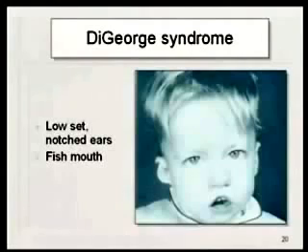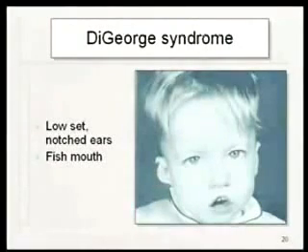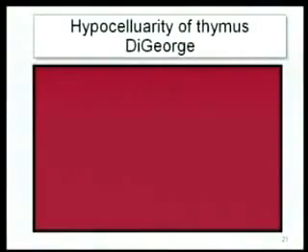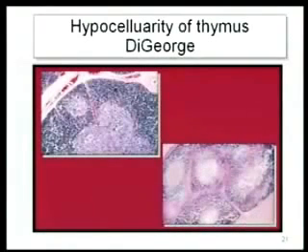Okay, Nemo-like mouth, and then low set ears, relatively speaking, and those ears may be notched. And those are the facial features. The hypercellularity of the thymus, one can use almost the same slide as before. Okay, poor development of thymic lymphoid areas.